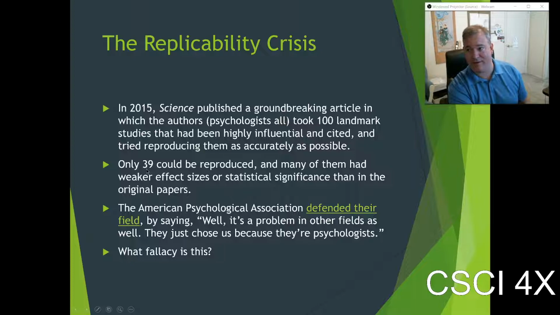This is a terrifying number. 61 out of 100 papers could not reproduce, and some of them did reproduce, but just at a very weak level, like the scientists had overstated the effect or overstated the confidence level. Regardless, these were landmark papers. And so if 61% of them were wrong, one way or another, that's terrifying. Okay. So if you're going to be working in science, this is something you need to really pay careful attention to.